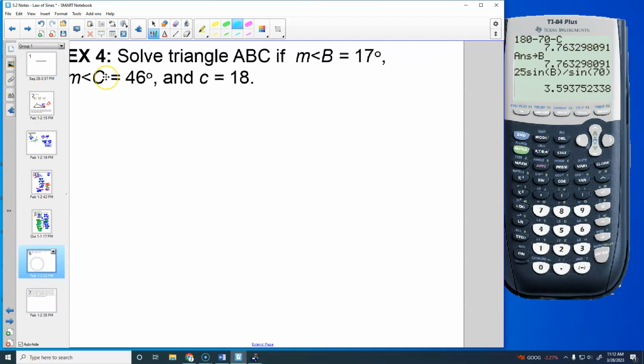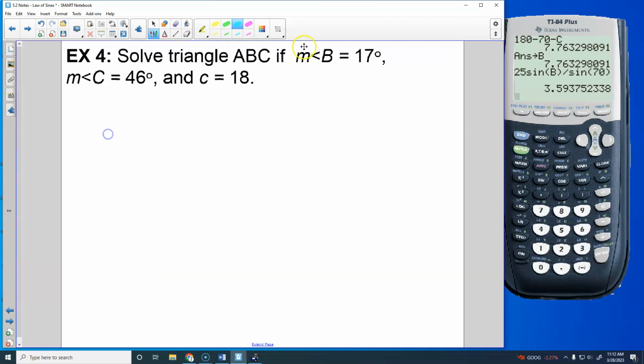I'm going to skip 6 because it's pretty straightforward. 6 is 17 degrees and 46 degrees, and side C is 18. Is that going to be an angle side side? No, because you have two angles, right? It's an angle side. So it's going to be like the first problem. You would have to solve the whole triangle, but for the sake of time, because I'd like for you to start doing some of these on your own, I'm going to skip that one for now.